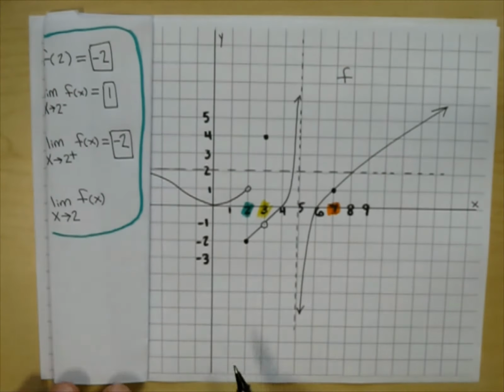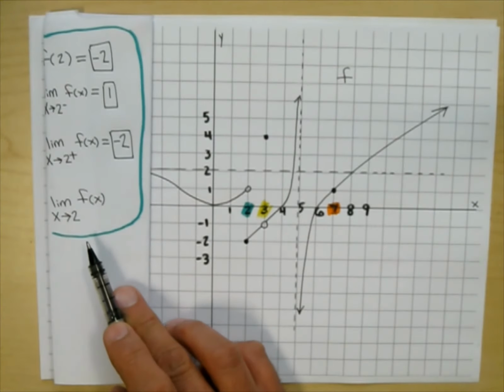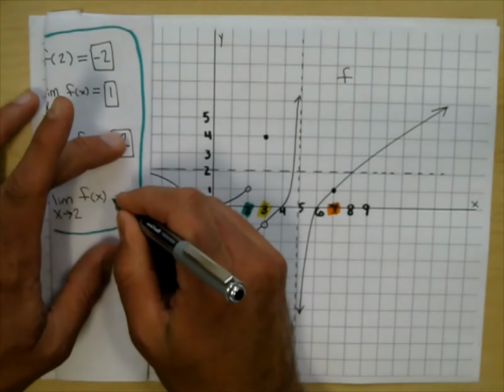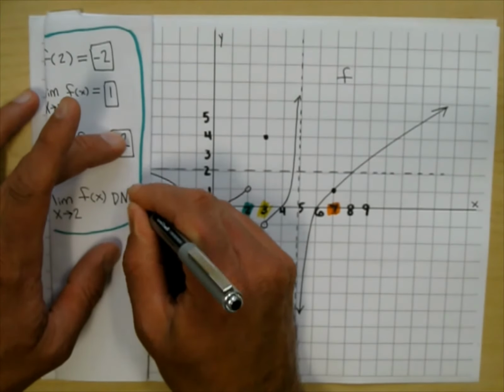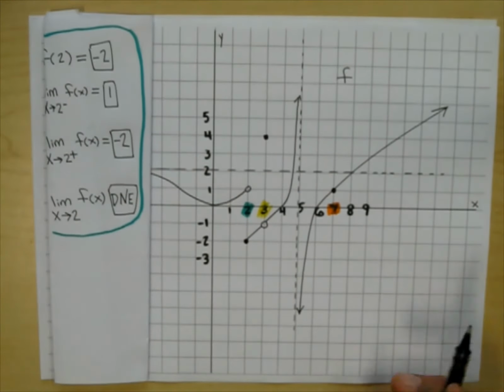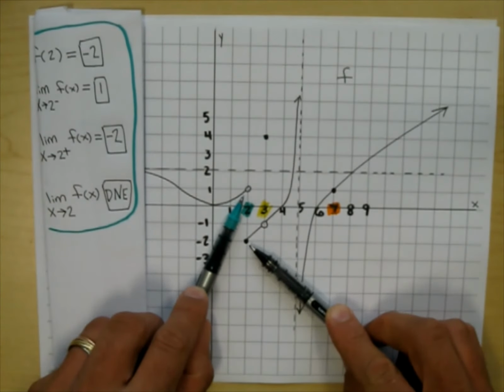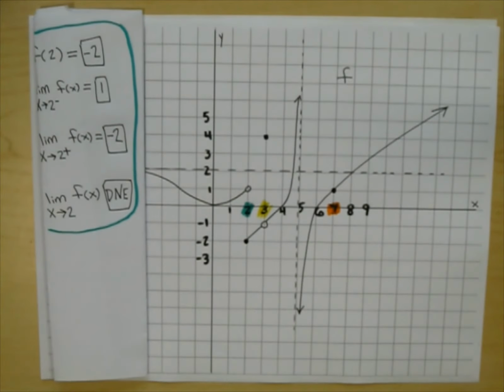Left-hand limit and right-hand limit are different, aren't they? So what does that tell you about the regular limit? That tells you that that does not exist. DNE. And you can also see that the bugs, as they're traveling, right before they're about to step at x equals 2, they are not going to meet. So the limit doesn't exist.